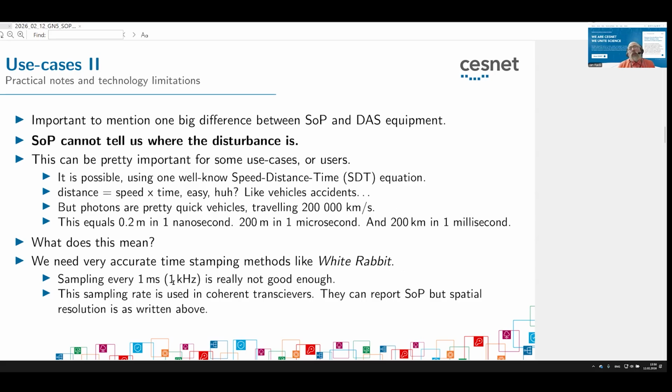I have some hands-on experience with coherent transponders, and sampling is every 1 millisecond, 1 kilohertz. And this is clearly not good enough if you want to localize something really precisely. So they can report SOP. Of course, I know only 1 or 2 coherent transponders, but spatial resolution is limited. Okay.